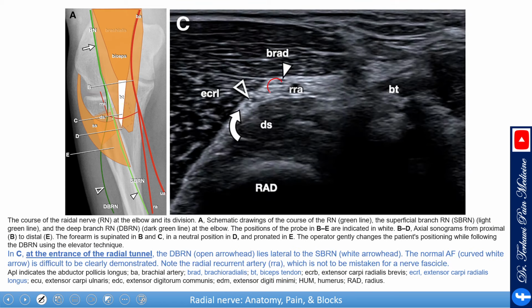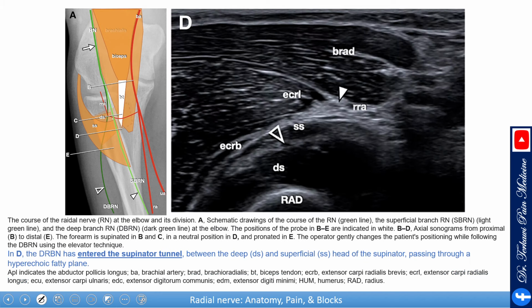So you see, this is the superficial. This is the deep. And this is the recurrent or radial recurrent artery, as you see it here, radial recurrent artery. And you get lateral. By the way, this is the biceps tendon again. And you have the brachioradialis here. You have the extensor carpi radialis longus here. And this is the deep. This is the deep supinator. So now we are at D.